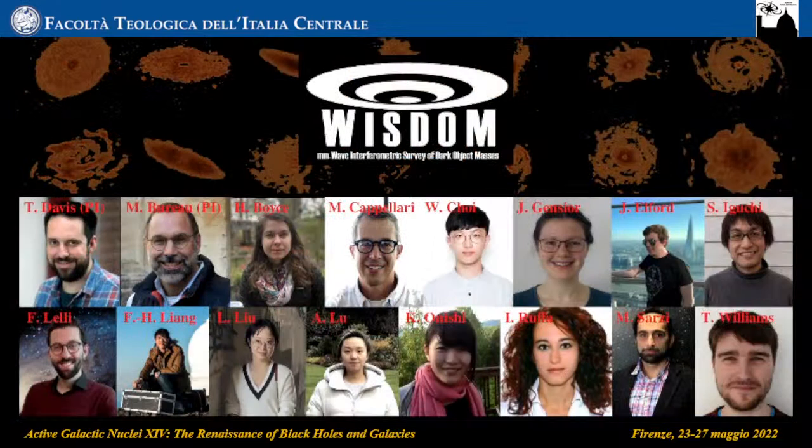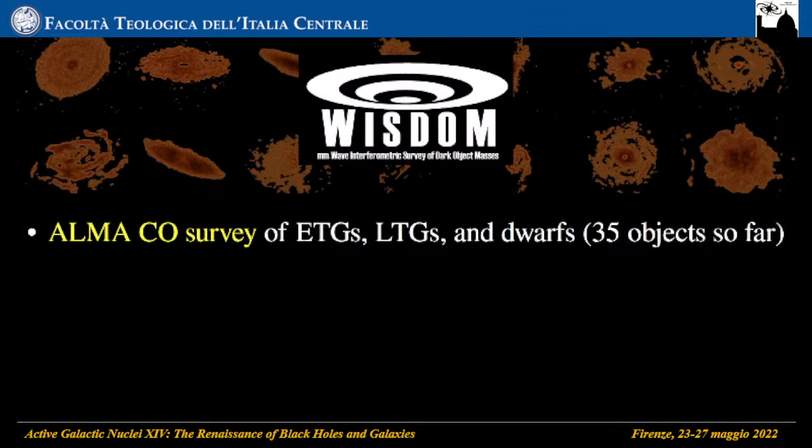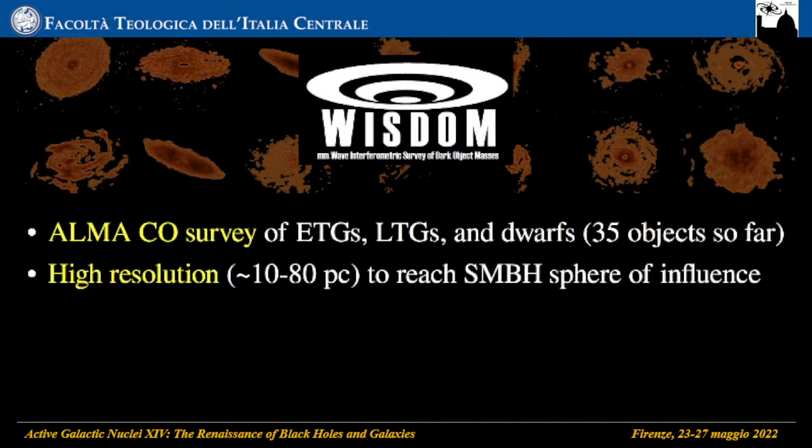WISDOM stands for Millimeter Wave Interferometric Survey of Dark Object Masses. Essentially, this is an ALMA CO survey of early-type galaxies, late-type galaxies, and even dwarfs. We have 35 objects so far, but we are working on increasing the sample at every ALMA cycle. And the key of WISDOM is that we get data at very high spatial resolution, typically between 10 and 80 parsec, in order to reach the sphere of influence of the supermassive black hole.